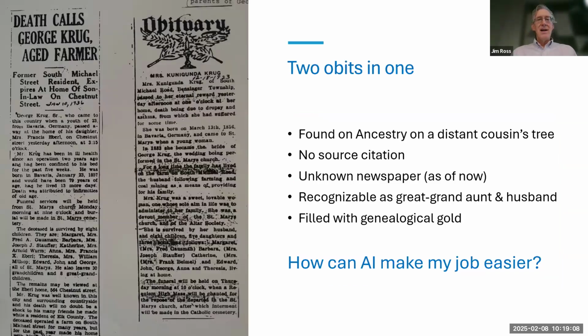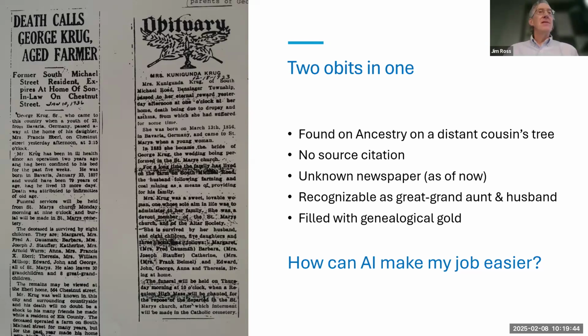Okay. All right. Next example. So I found this on Ancestry on some distant cousin's tree. No source citation, of course. I haven't figured out what newspaper it is yet, but I recognize it as my great-grandaunt and her husband, and it's just filled with genealogical treasures. I see names, I see dates, I see places, I see addresses. And so how can AI make my job easier?